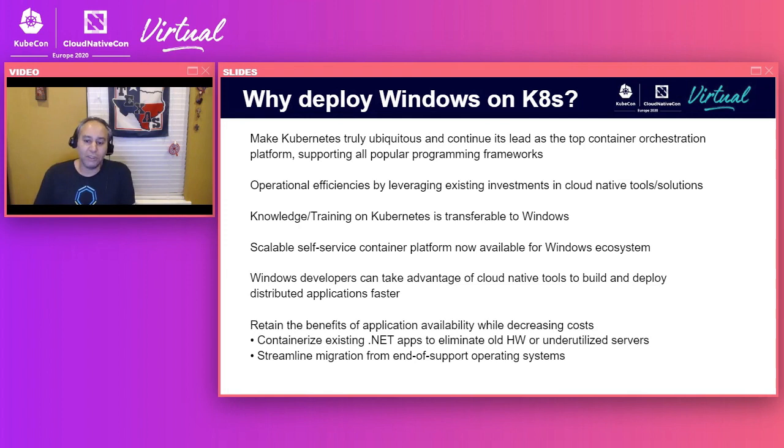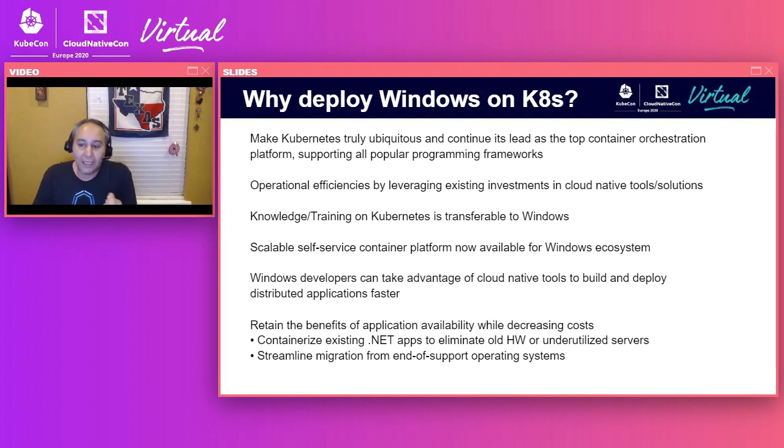And most importantly, your developers are asking for a self-service, container-as-a-service style platform. They want to take advantage of cloud-native tools, the new way of building and deploying applications, and a new way of scaling applications. And Kubernetes delivers on that promise for both developers and operators.